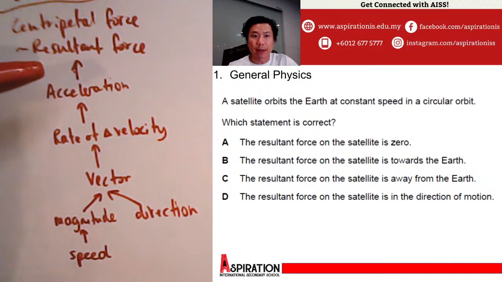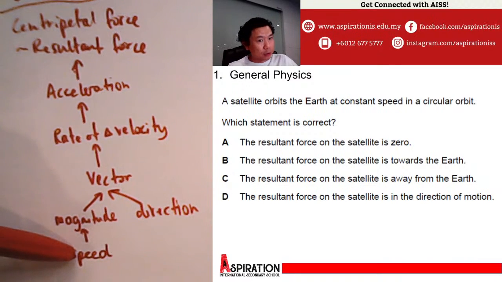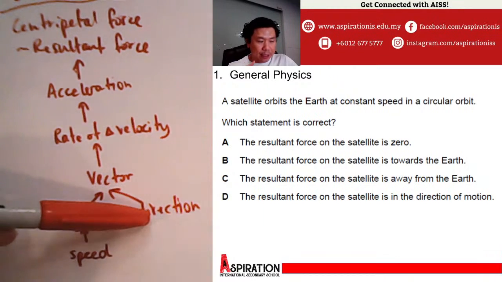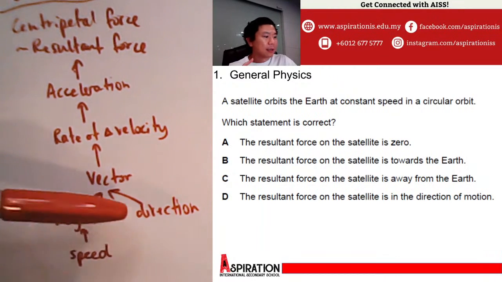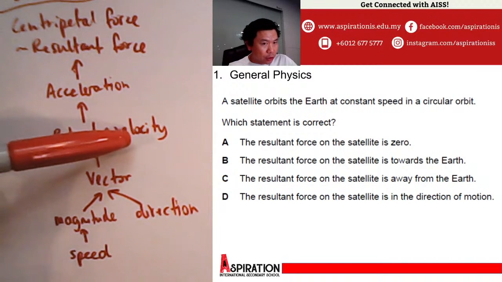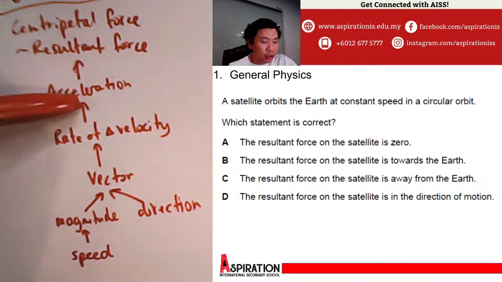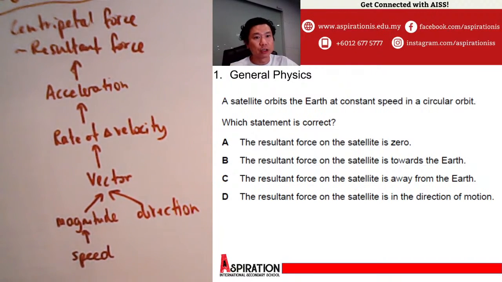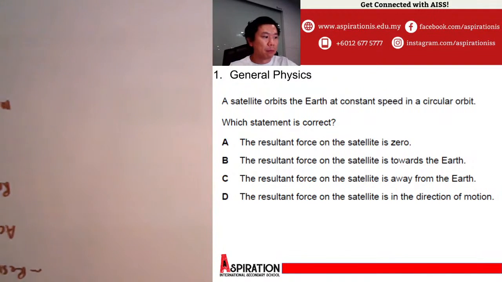I'll go through this one more time. Now imagine your speed does not change, because we are very familiar with acceleration when speed changes. But in centripetal force, it could be that the speed does not change. So the direction changes, and then the velocity changes, which means that there will be acceleration, and you will get a resultant force, which is centripetal force. Now I want to move a little bit more on centripetal force.